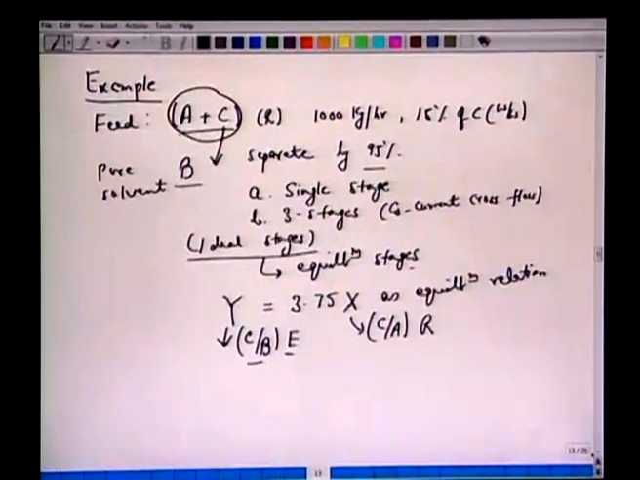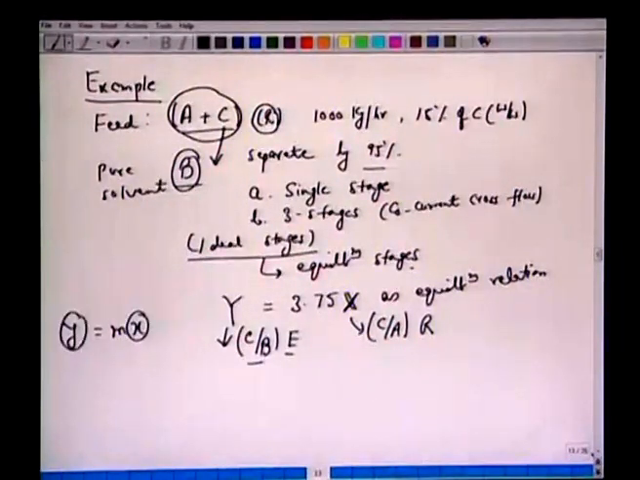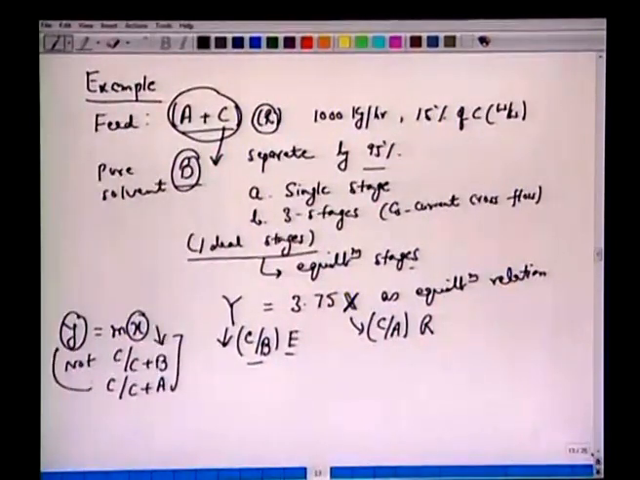So, two streams, A plus C, the R phase, is brought in contact with B, and equilibrium is given by Y equals 3.75 X. Note, this is not y equals mx with small y and x, the small fractions. This is solute free basis. This is C by B, not C by C plus B or C by C plus A. Here we use this capital X and Y. So, this is all solute free basis, and we have already seen that if we use the capital Y and capital X, we have operating curves which are linear. So, let us go back again.